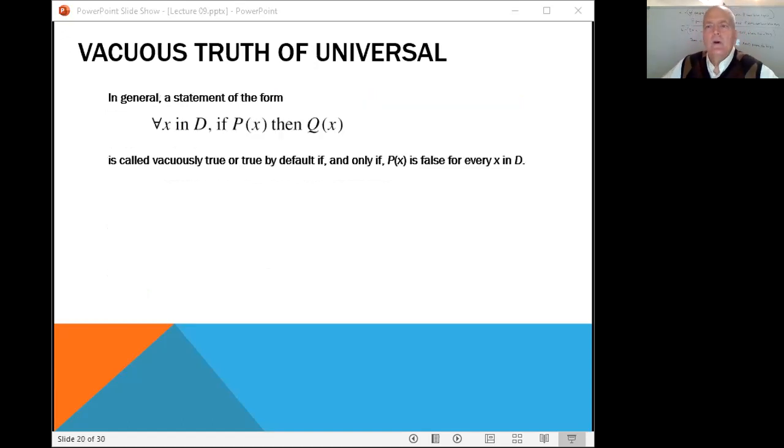And this is also called vacuously true for universal conditionals, just as it was for our conditionals. So if we have a statement of the form, for all x in D, if P of x is true, then Q of x is true, it's vacuously true if and only if P of x is false for every element in D.